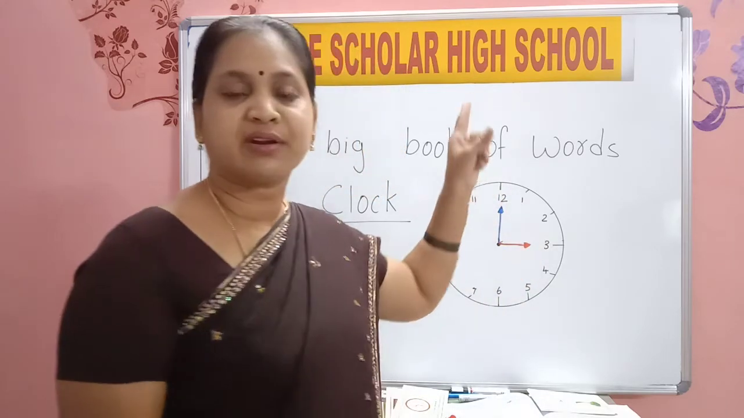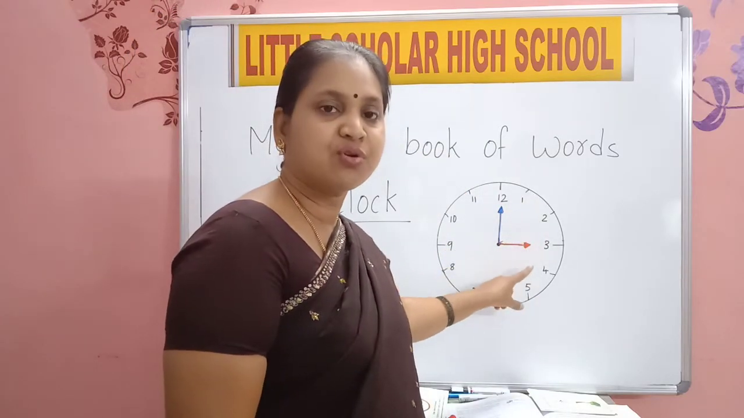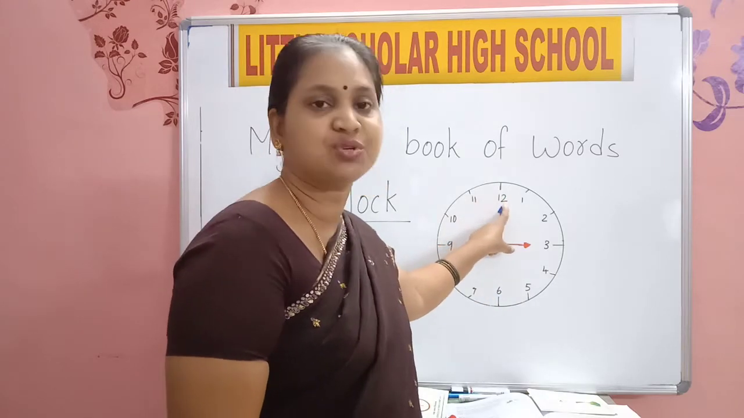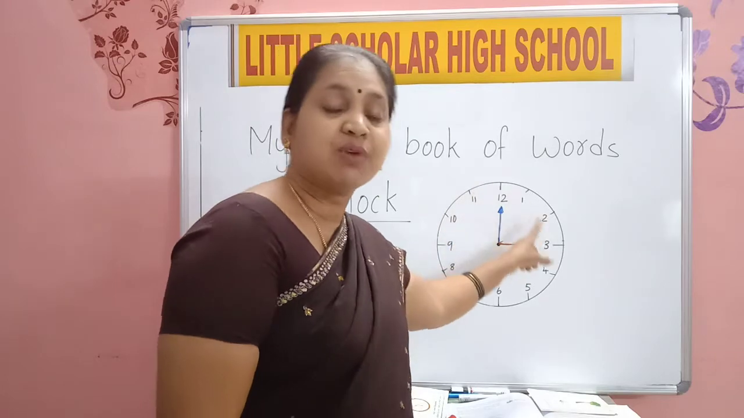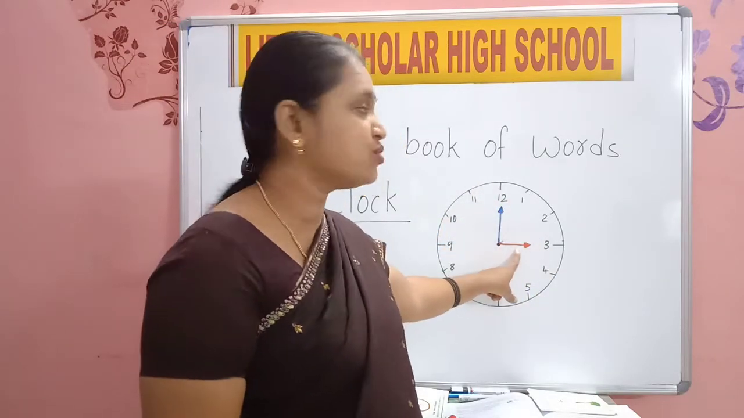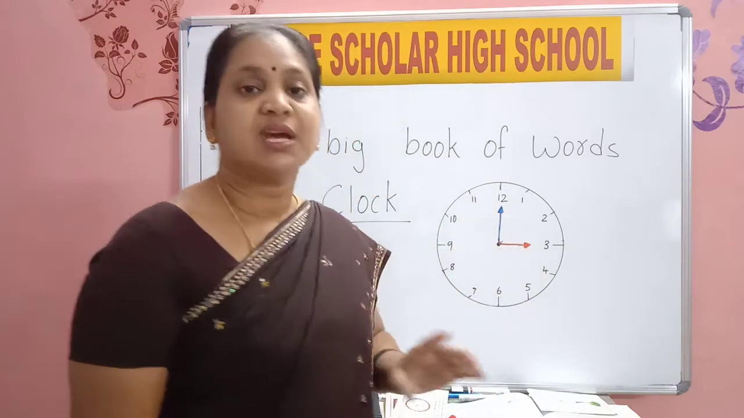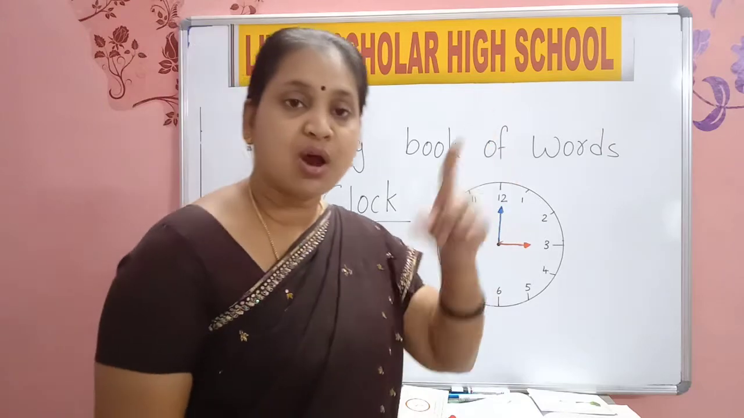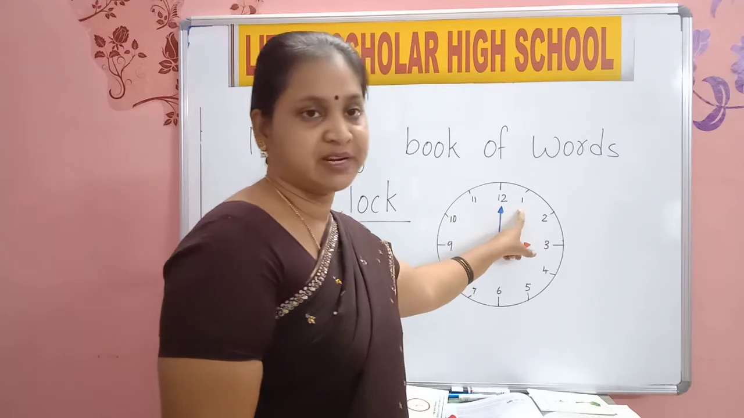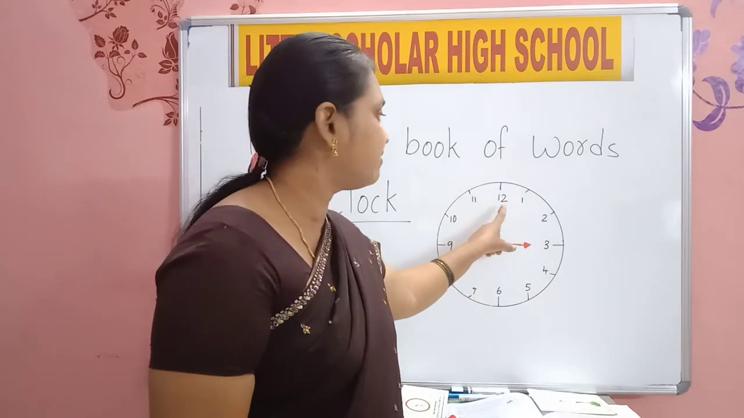Yes or no? One round it has completed. It was on 1, then 2, then 3, then 4, then 5, then 6, 7, 8, 9, 10, 11. It reached 12. That means 12 hours completed. Yes, one full round. If this hour hand moves from 1 to 12, all the numbers, that means 12 hours completed. One round of the clock is completed. Again it will start from 1, 2, 3, 4, 5, 6, 7, 8, 9, 10, 11, 12.